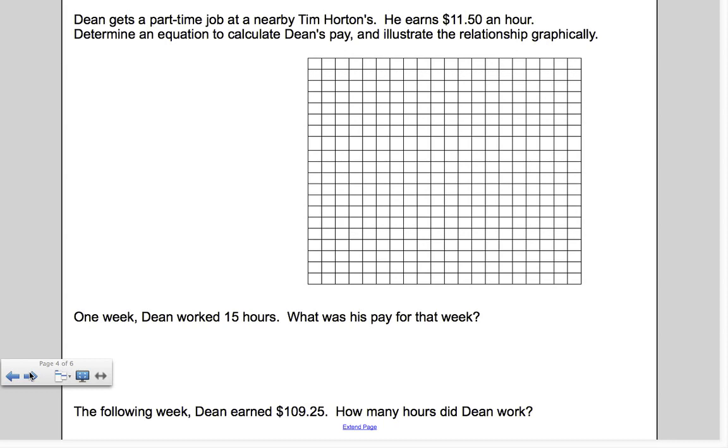Okay? So how can we determine an equation for Dean's pay? Well, first of all, before we get there, let's define our variables. What's our independent variable? Hours worked. Which is also your input. So that's a good way to think about it. It's the input. So the independent variable here is what?